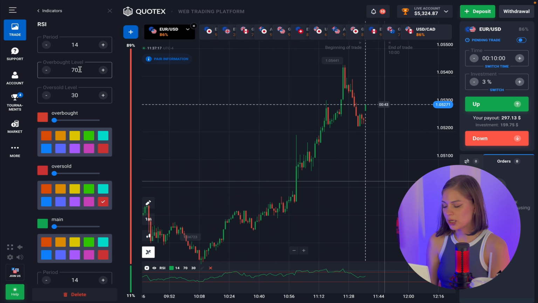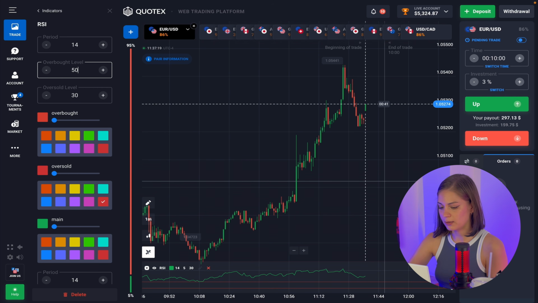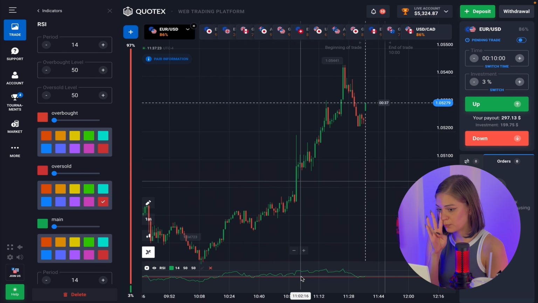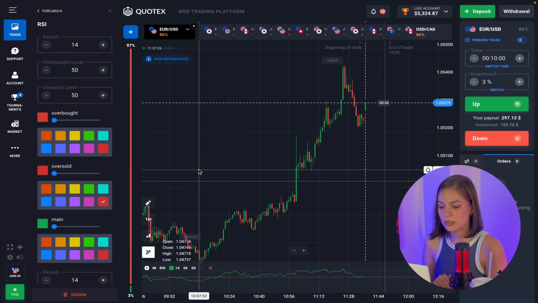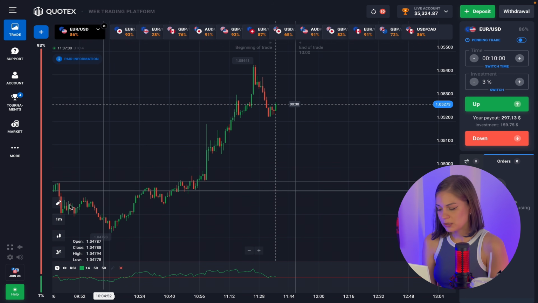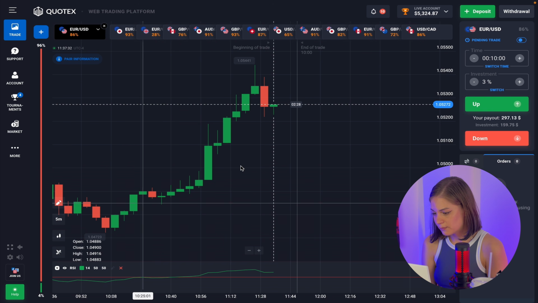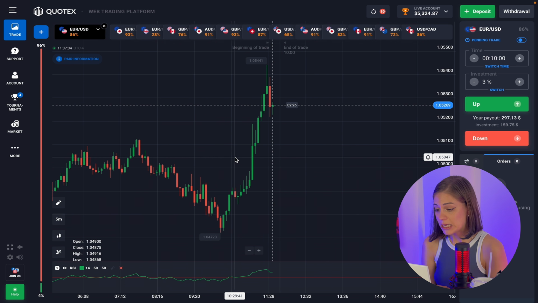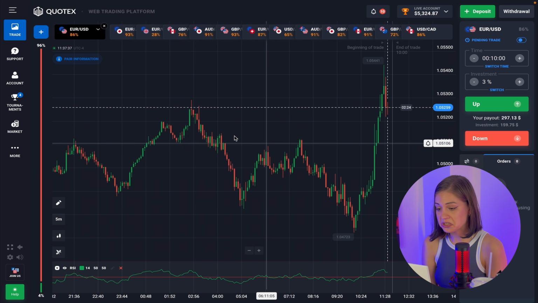The only thing I'm going to change is the levels to 50 for both of them, because I don't care about the overbought and oversold area, because I only need this red line in the center. Also, we need to change the time frame to 5 minutes, and let's get started.